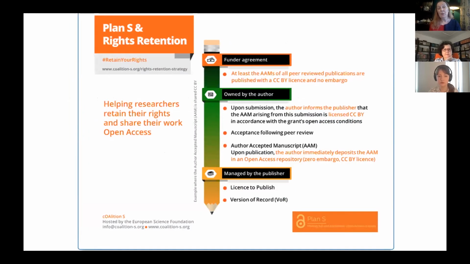Plan S, Coalition S even provide us with a nice infographic to give us a view of the publisher's workflow and to give us an idea at the time of the funder. The funder agreement says at the very least the author's accepted manuscript of all peer-reviewed publications. We're saying journal articles because that's what they're saying. Immediately, they are published with a CC BY license. Then what's owned by the author is the author's accepted manuscript, which can be deposited immediately upon acceptance for publication in an open access repository like Tara with no embargo, immediately open access.